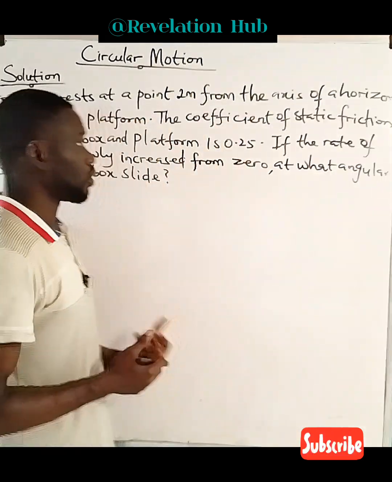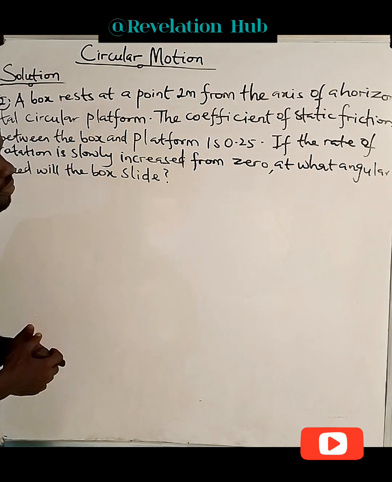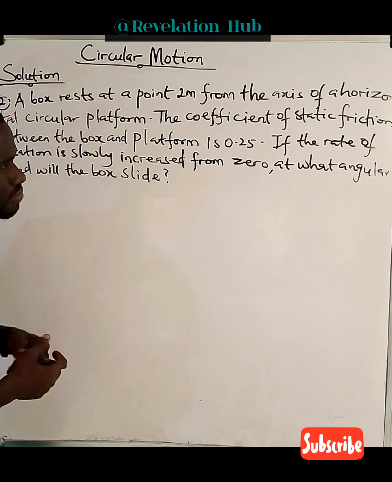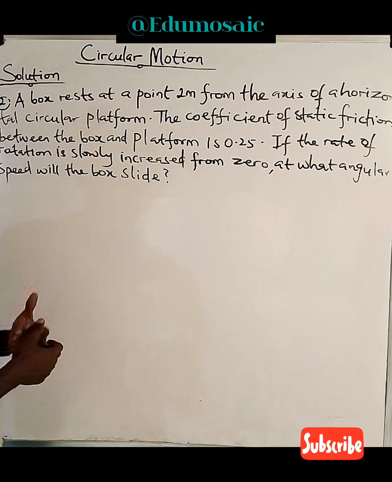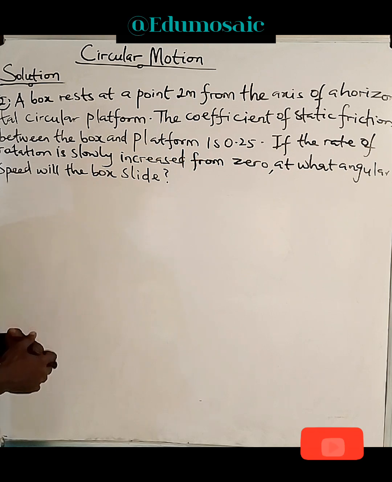So let's see what we have right here on the board. A box rests at a point 2 meters from the axis of a horizontal circular platform. The coefficient of static friction between the box and platform is 0.25. If the rate of rotation is slowly increased from zero, at what angular speed will the box slide?